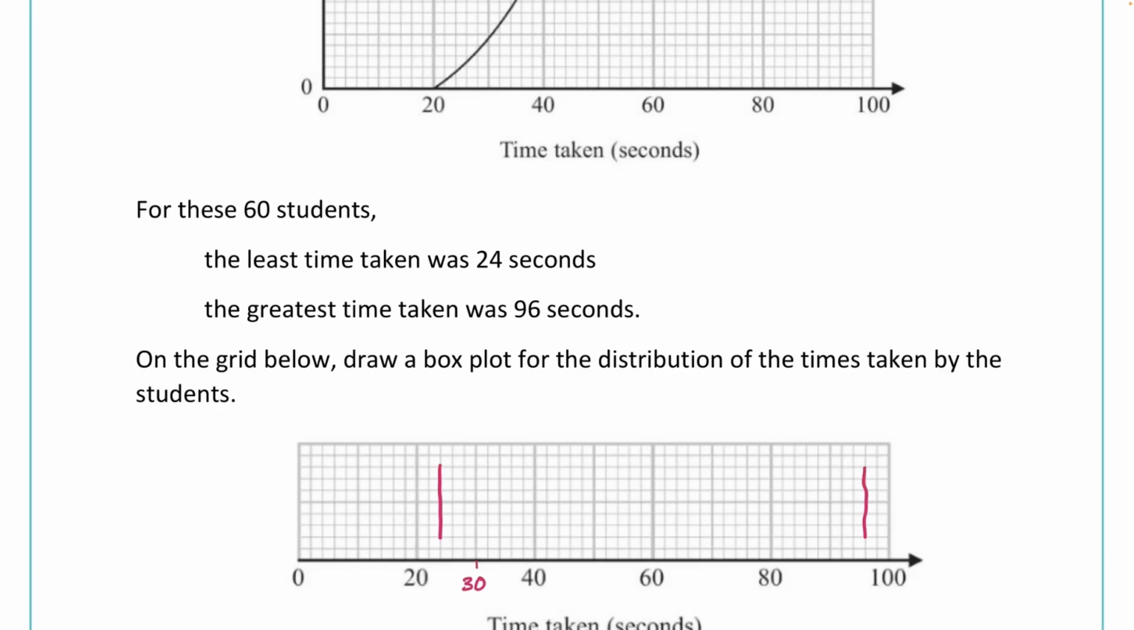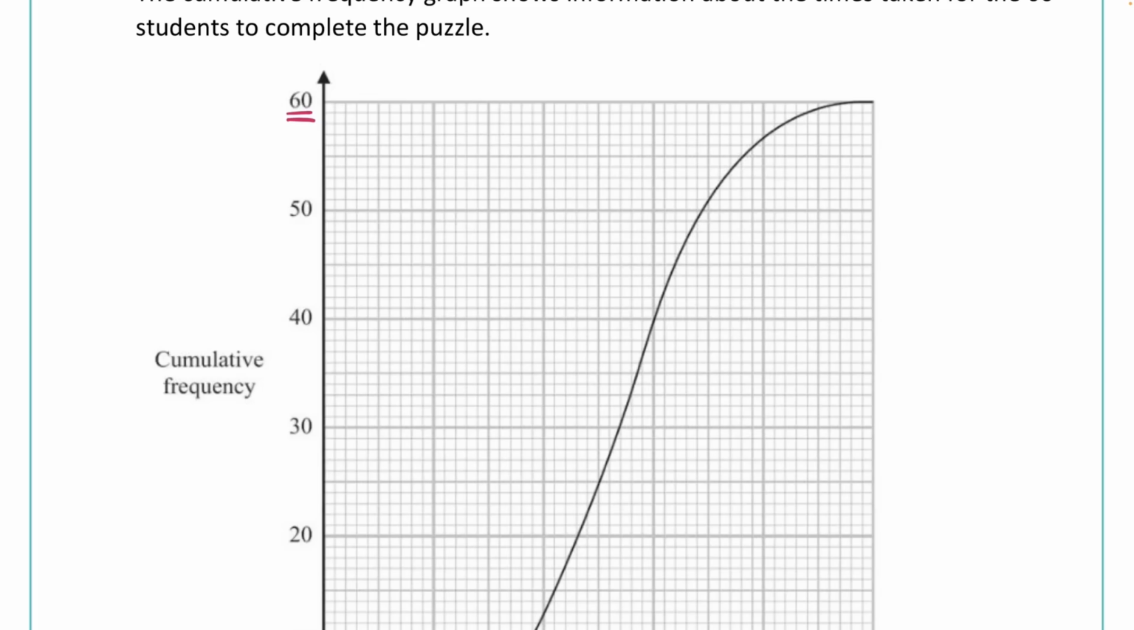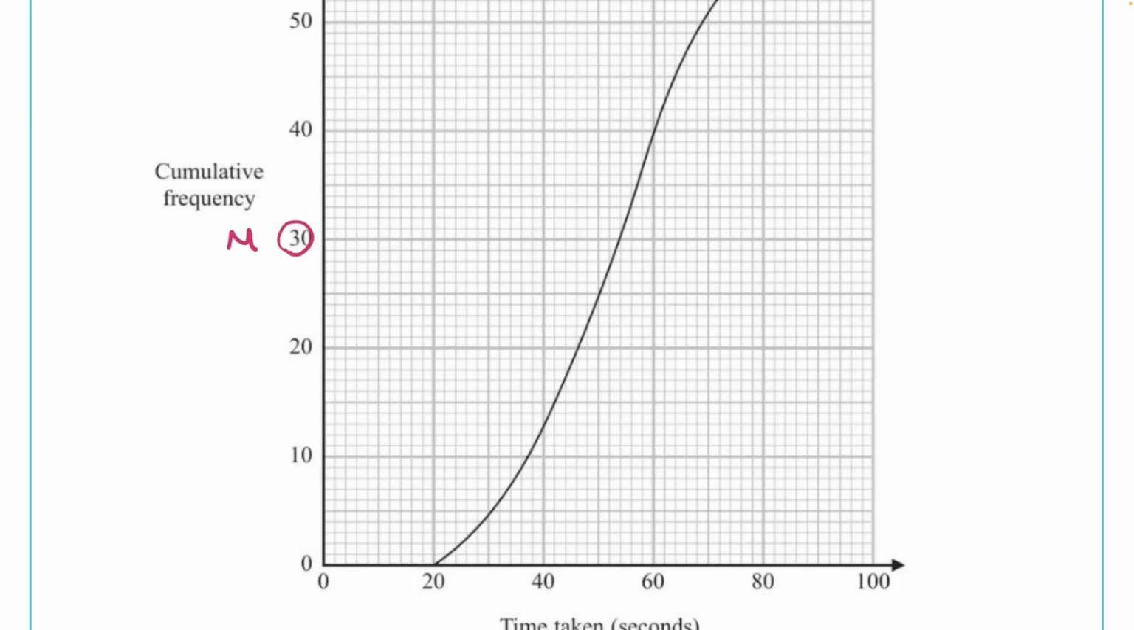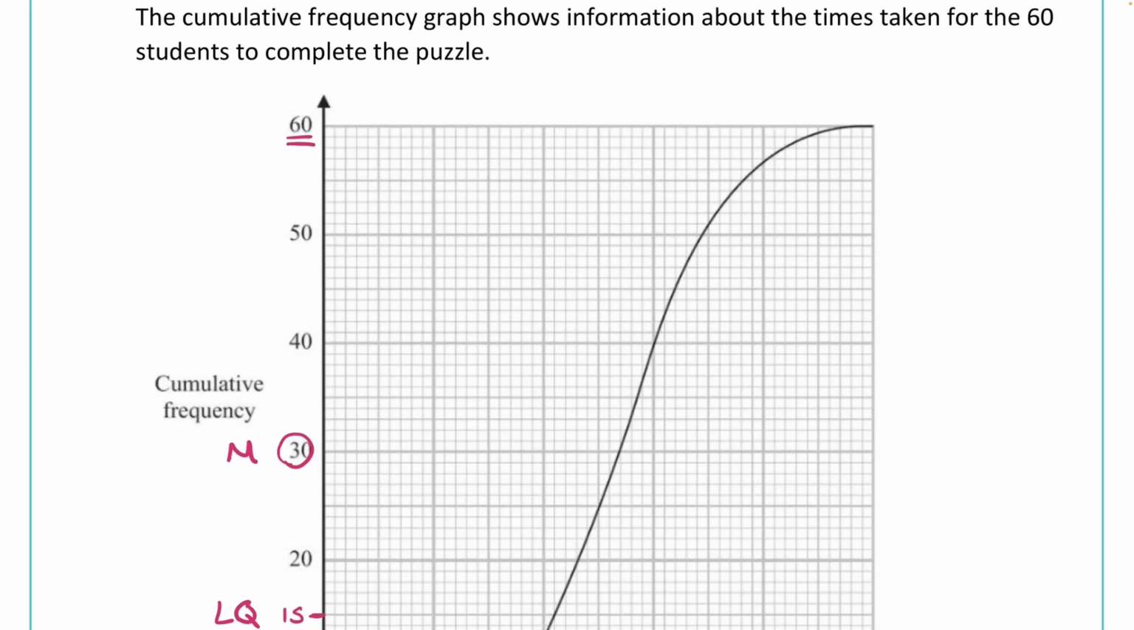But we need to find the median and the lower and upper quartile. So we'll get that from the cumulative frequency graph. Now it's out of 60, so our median will be at 30, and then our lower quartile will be halfway between 0 and 30, which is going to be here at 15, so that'll be our lower quartile. And the upper quartile will be halfway between 30 and 60. So that's at 45. You can add those two together, 60 and 30, and divide it by 2 if you're not sure how to find the midpoint there. But 45 is our upper quartile.